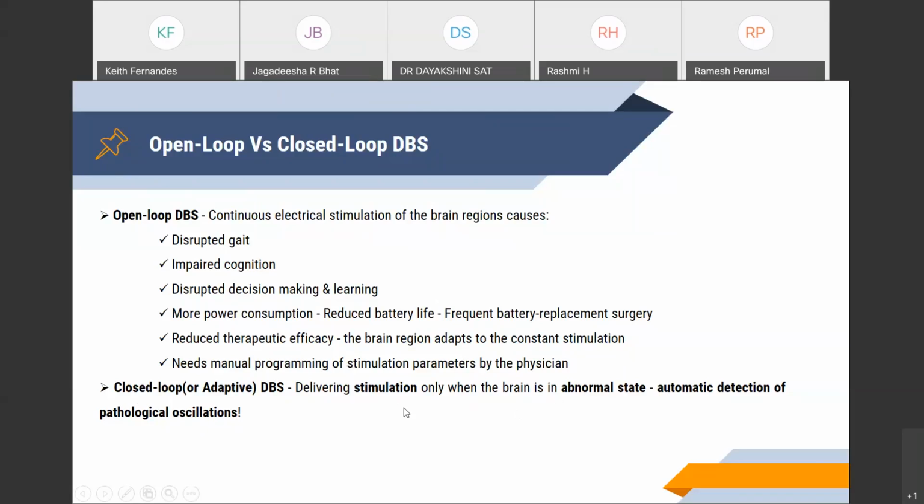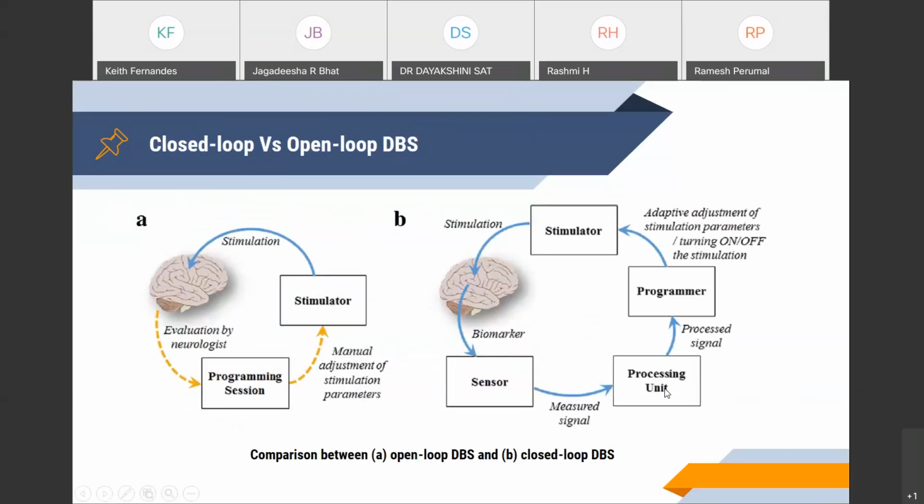So this is the motivation towards my research problem. The next slides will be focusing on the design of an algorithm to resolve this problem. So we will see the difference between the open loop and closed loop. In the conventional open loop, as already shown in the animation, the electrical stimulation is given continuously and directly to the target brain region.